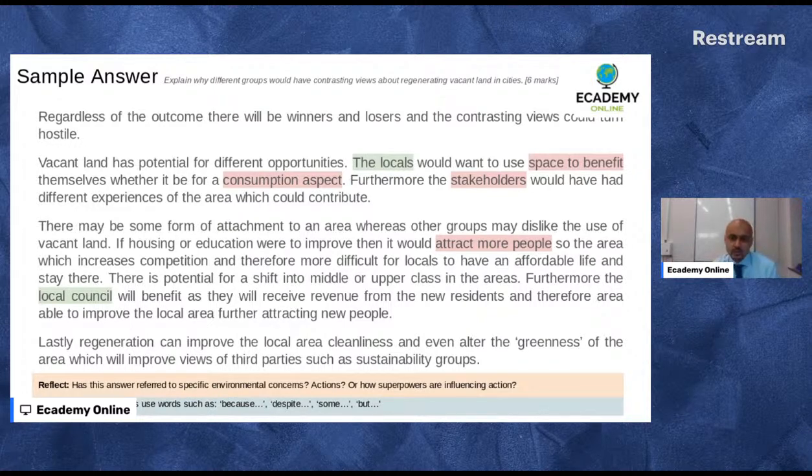Lastly, regeneration can improve the local area cleanliness and even alter the greenness of an area, which will improve views of third parties such as sustainability groups. Okay, that's a valid point. But what does it mean by cleanliness and what does it mean by greenness, right? Because even the definitions of those may influence whether a stakeholder is happy with it or not. Okay, so again, this is a typical way which a candidate will probably end up writing an answer, and often it's because they know so much, they know enough material, but they're just trying to very quickly write things down, but they're not really thinking about what they're writing down.